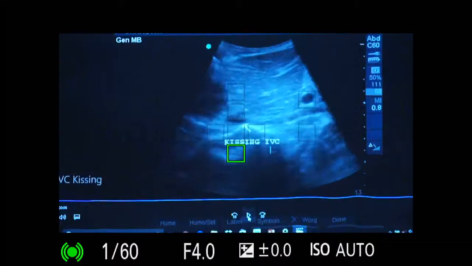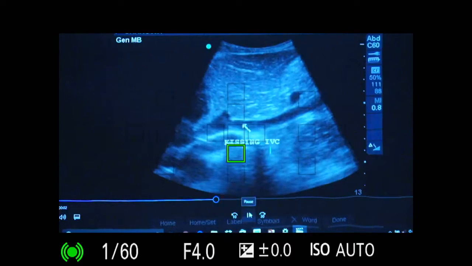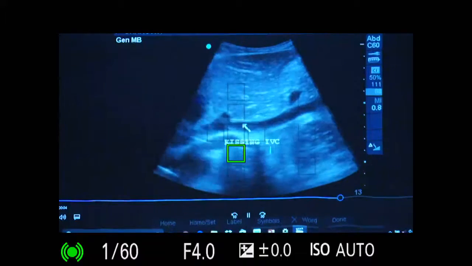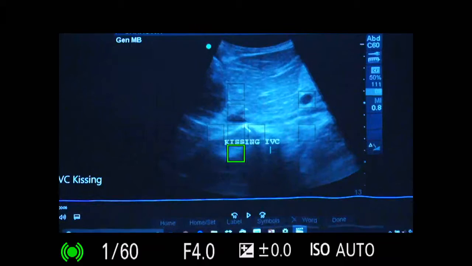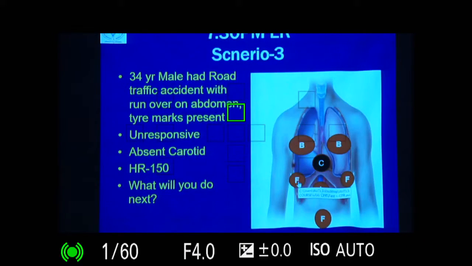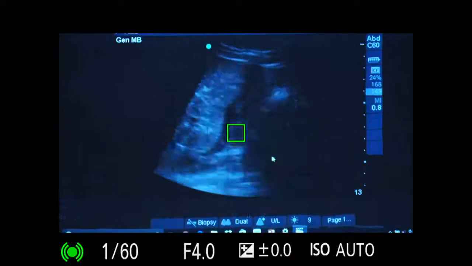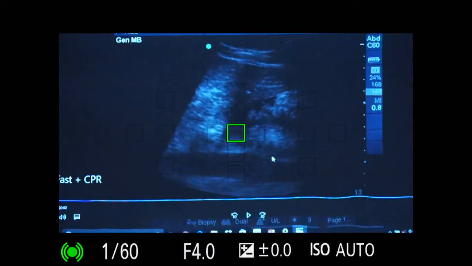So, you think that there may be an additional hypovolemic shock. You are right in thinking that. So, what shall I do next, sir? FAST scan. Let us do it. Yes. So, what is it?